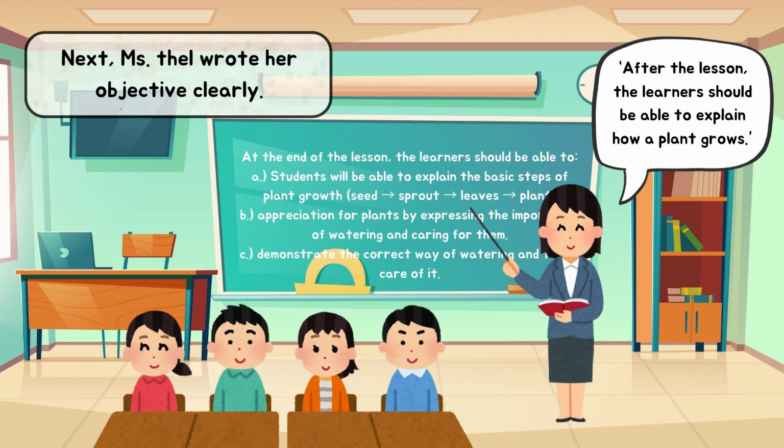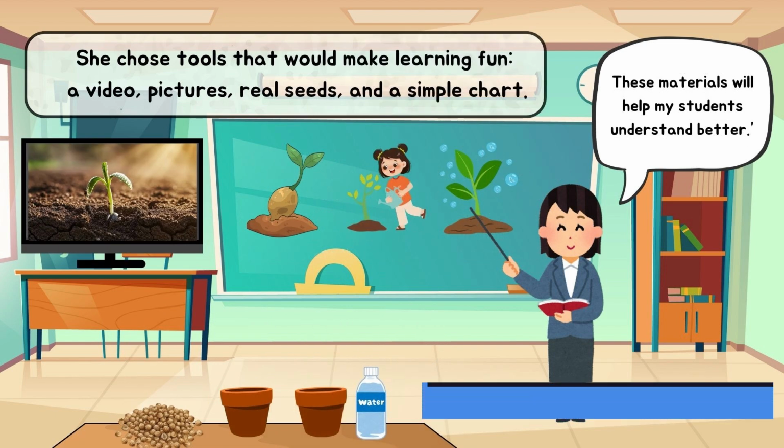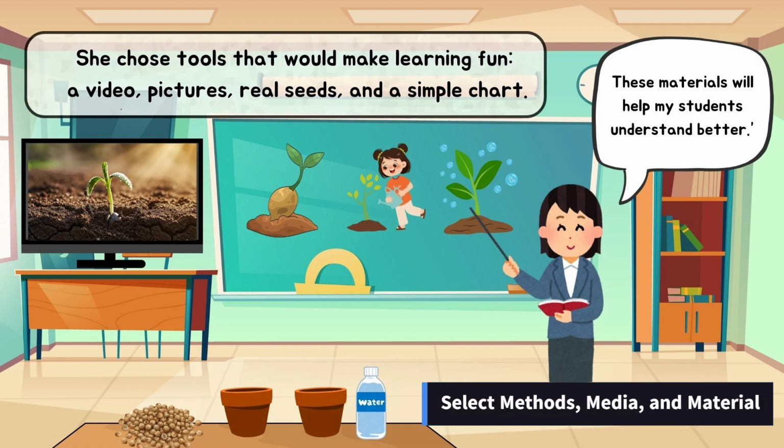Next, Miss Tell wrote her objective clearly. Miss Tell said, "After the lesson, the learners should be able to explain how a plant grows." She chose tools that would make learning fun: a video, pictures, real seeds, and a simple chart. Miss Tell said, "These materials will help my students understand better."